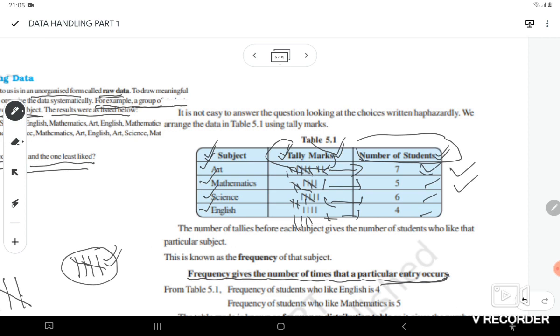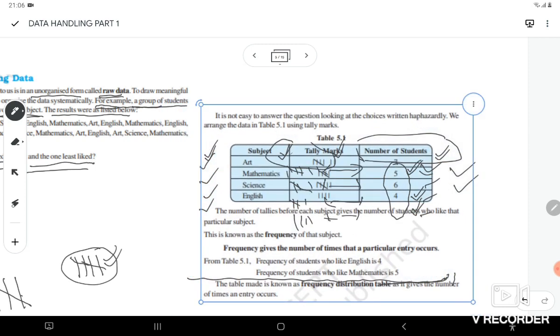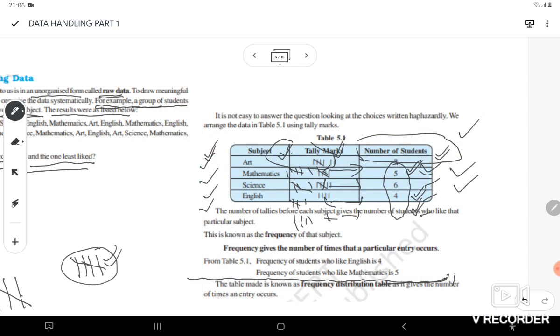Now after representing the tally marks, its equivalent is the number of students. So we have counted that the number of students who like arts is 7. Similarly, the number of students who like science is 6. The number of students who like English is 4. So the number of students is nothing but the frequency, and this table is known as a frequency distribution table.